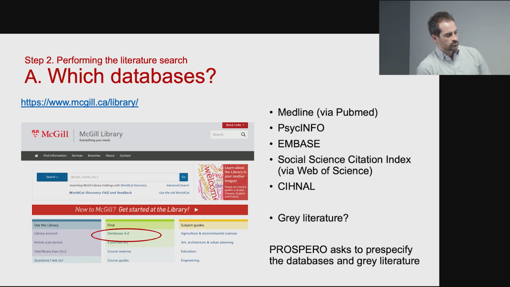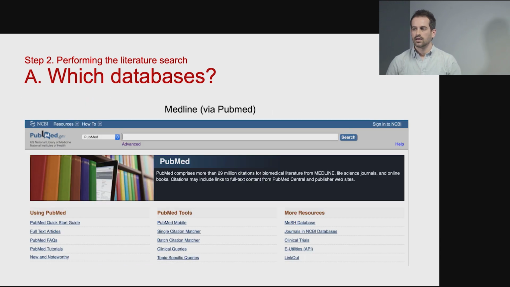And you have to specify all that in the Prospero protocol. You are asked to specify all those decisions. So I assume everybody has used PubMed, right? So you can just write here the words you want to look for, and you obtain the results of your search.